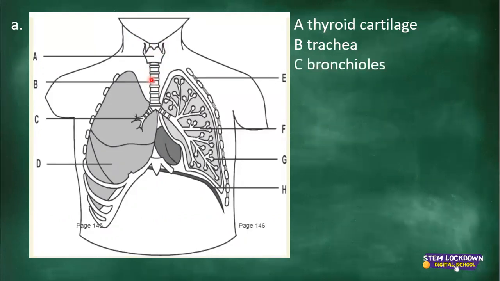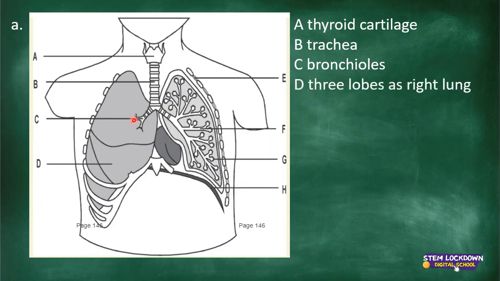And then C is the bronchioles. Remember, I always draw it for you that these are like the branches, the roots. They can be like roots and they can be like branches. I don't know which one you prefer calling it, but just to give you an idea so you can remember. D, these are the 3 lobes of the right lung. Or you can even say it's the lung. You'd still be correct if you said the lung.